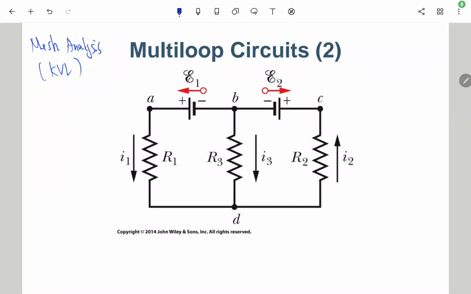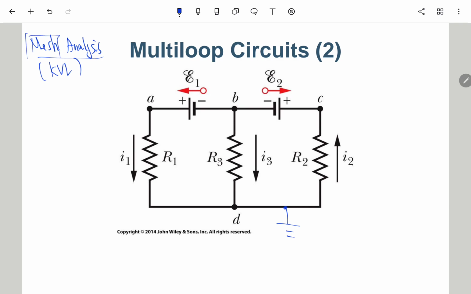Here, for the same circuit, we try to solve it using another method called mesh analysis. For mesh analysis, we will always use KVL, Kirchhoff's voltage law, to write out the formulas. Here is how it works: we also define this as the ground node, and for mesh analysis we need to define some meshes.